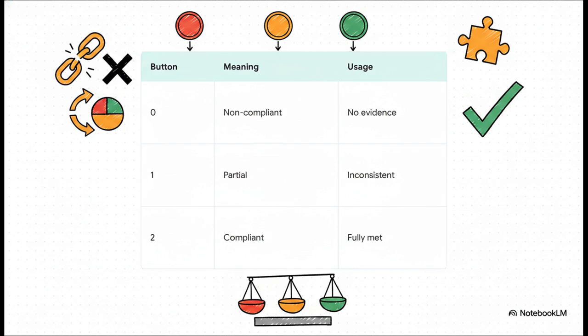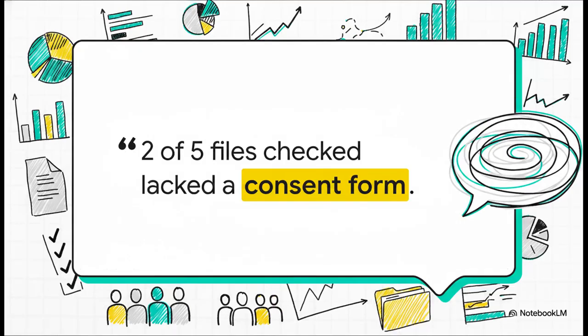Like, maybe there's a policy, but people are only kind of following it. And a 2, that means you've found rock-solid, undeniable evidence that they are fully compliant. But here's the thing, tapping a number isn't the whole story. You've got to anchor those scores in human reality by typing specific observations.